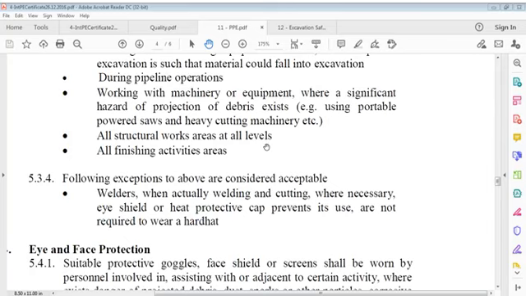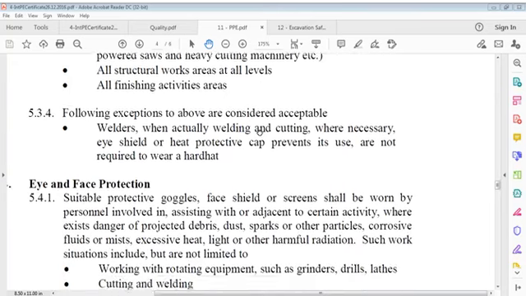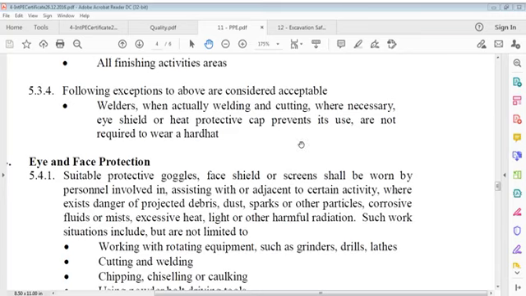Now the following exceptions to above are considered acceptable. Welders, when actually welding and cutting, where necessary eye shield or heat protective cap prevents its use, are not required to wear a hard hat.